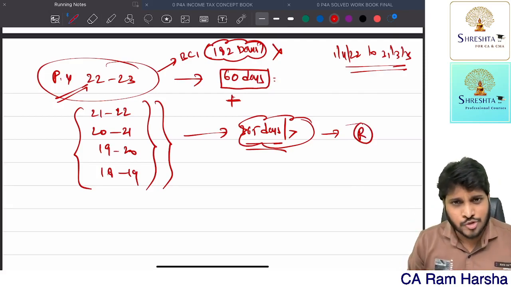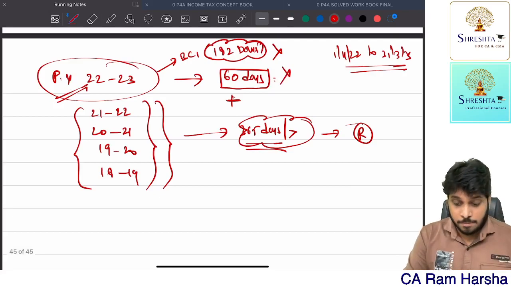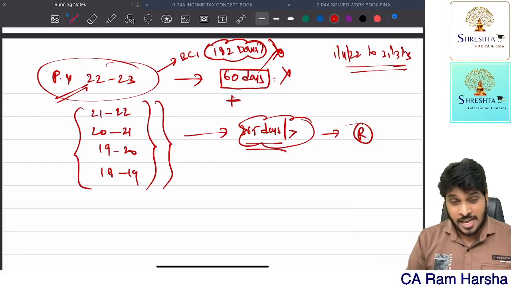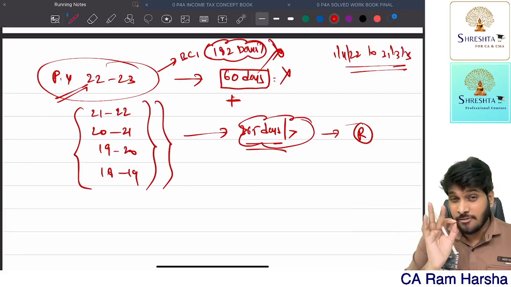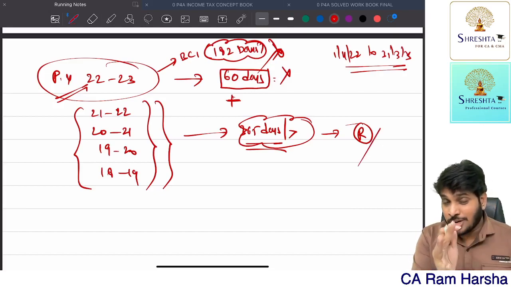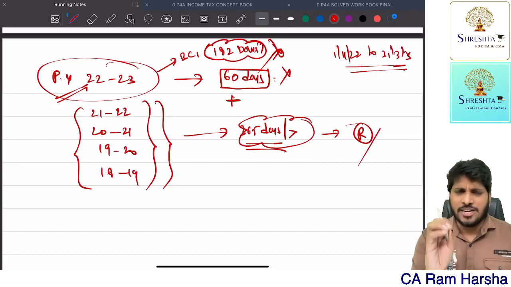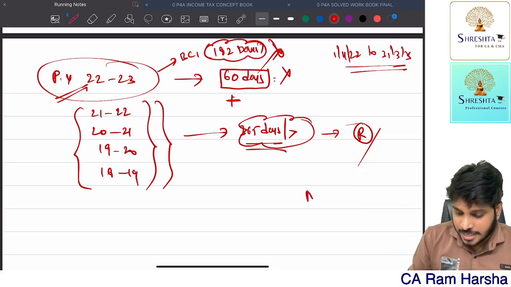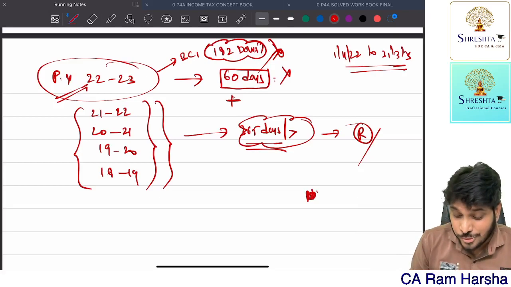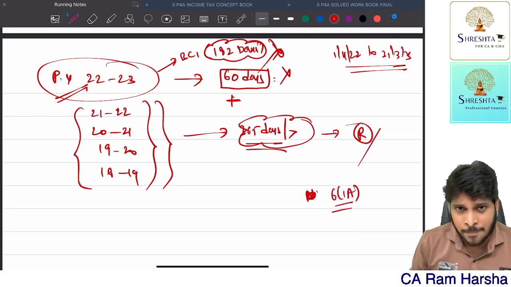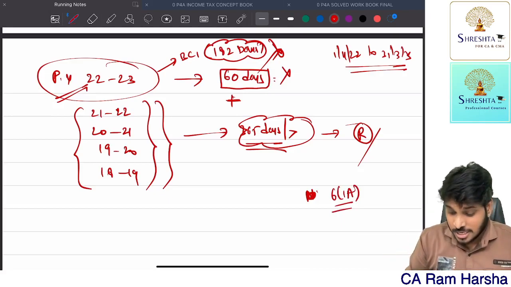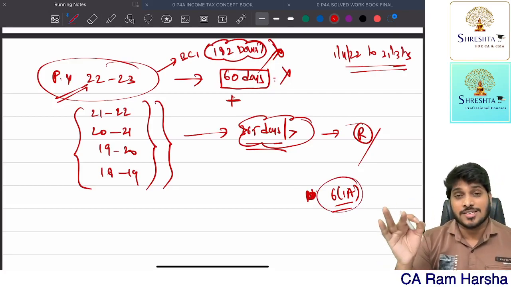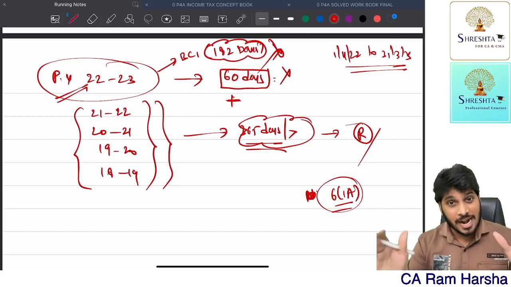Suppose a person does not satisfy B1, then we will check B2, basic condition 2. If B2 is also not satisfied, don't immediately conclude. Generally, if B1 and B2 both fail, then he is straight away, sorry, don't confuse. Then we will have to go and check 61A. Sir, what is 61A? We'll discuss. So then we have to check 61A. If 61A is also not satisfied, then he is straight away non-resident. Are you clear until now?